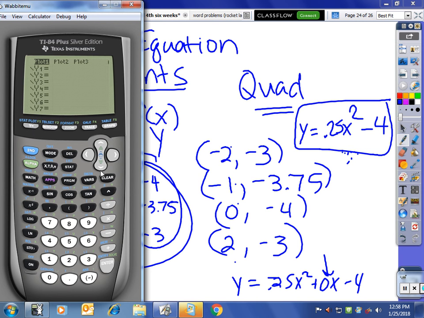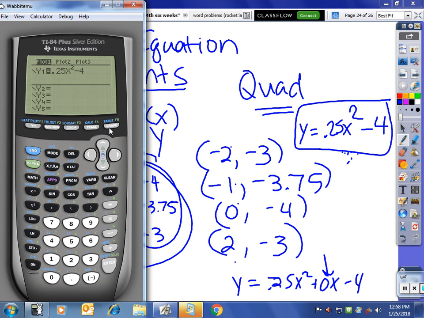Now, I'm going to go back and put the equation back in: 0.25x squared minus 4. And look, it's going to graph the function through those points. So this was a parabola. It was quadratic.